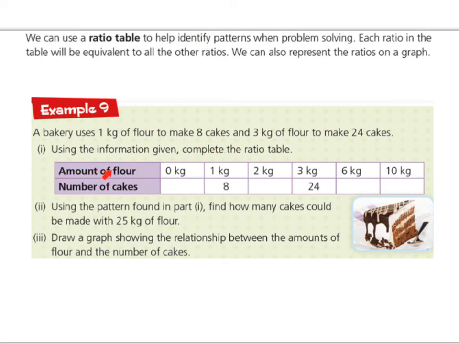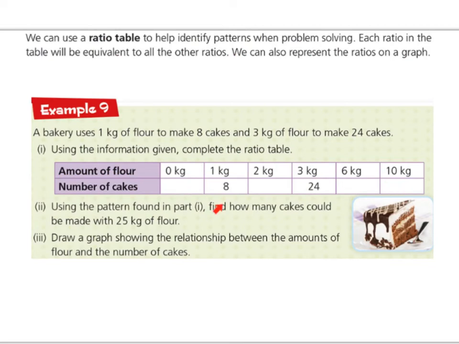So the amount of flour starts at 0 kilograms, then 1 kilogram, 2 kilograms, 3 kilograms, 6 kilograms, 10 kilograms. The number of cakes, we don't know how many cakes we'll get with 0 kilograms. Well, that should be obvious. If you have no flour, you have no cakes. We know that 1 kilogram gives us 8 cakes. We don't know what 2 kilograms will give us. We know 3 kilograms gives us 24 cakes. And we don't know what 6 kilograms or 10 kilograms of flour will give us.